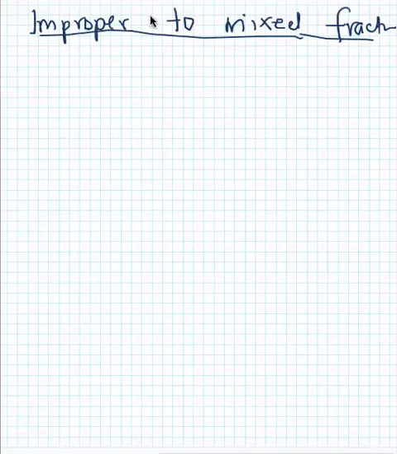Next thing is turning improper fractions to mixed fractions. Now, an improper fraction is a fraction where the number on top is larger than the number on the bottom. Okay, and we know that we call the top number numerator, the bottom number denominator.